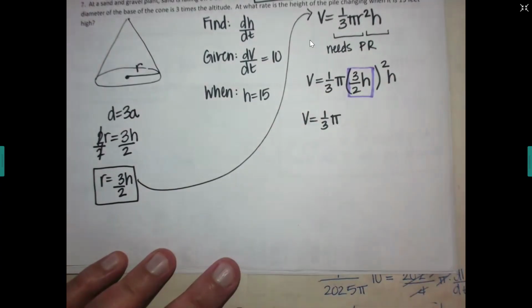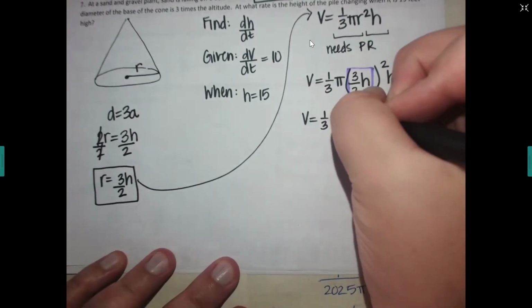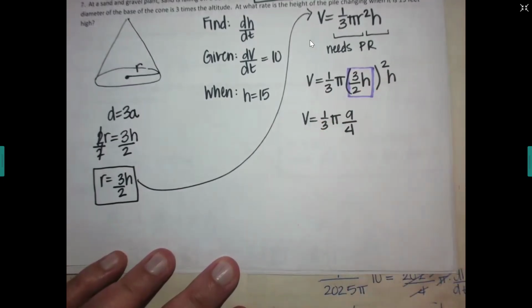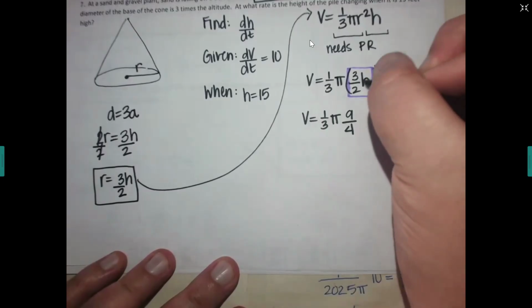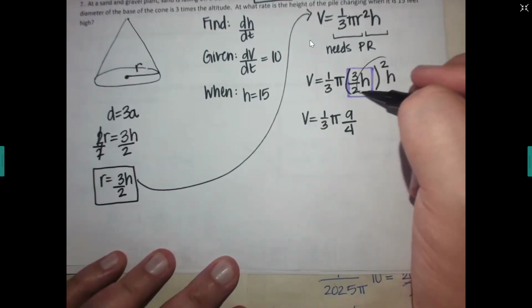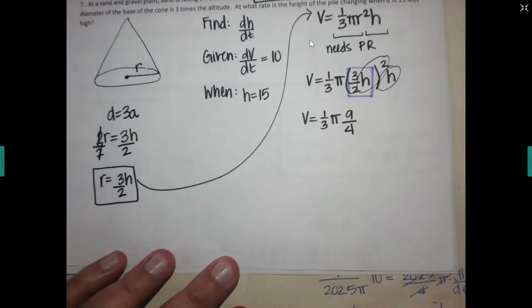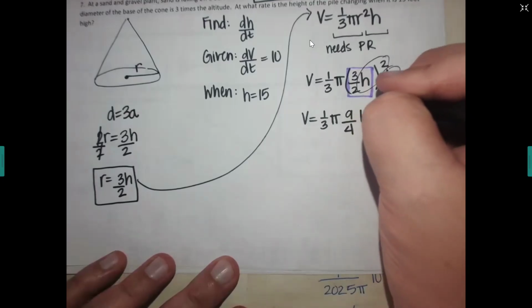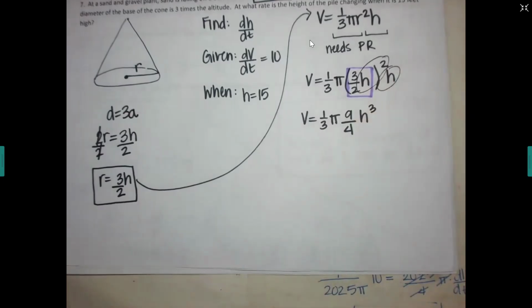Close to 3 times 3, 9, yes, over 4. And then remember, the h is going to get squared too. But the h after I square it has to times by 1 more h. So how many h's am I going to have altogether? 3.